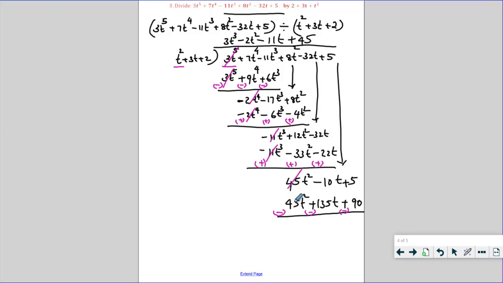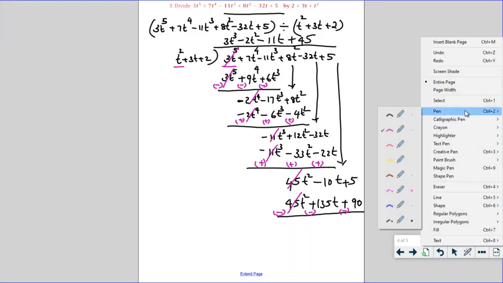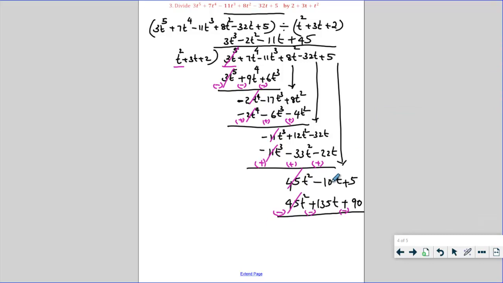Now the first term, 45t square minus 45t square, will cancel. Now the next term is minus 10t. Here minus 135t. Both signs are different, so we can add: 135 plus 10, that is 145. Symbol is minus. Now here minus 90 plus 5. Both signs are different, so we have to subtract. 90 minus 5 is 85. Now the symbol is minus, the symbol of the bigger number.